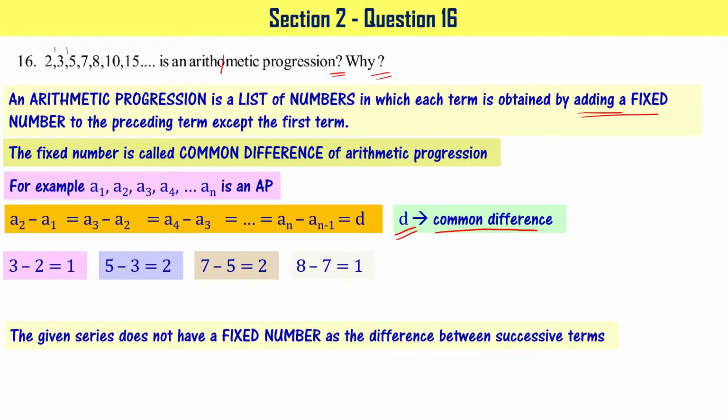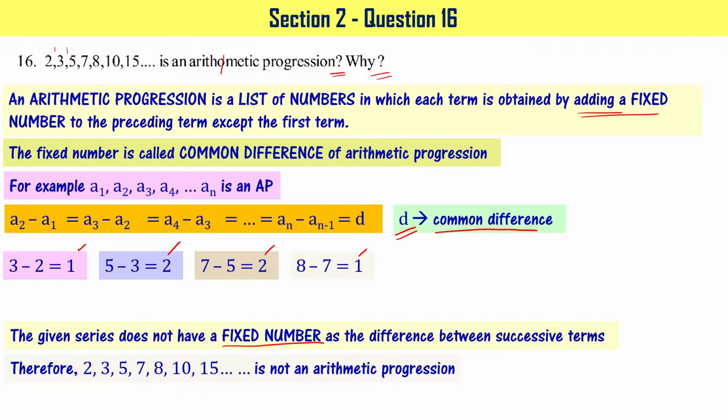The given series doesn't have a fixed number as the difference between successive terms. Here you have 1. When it comes to these two terms, you have 2. These two terms 2 and next two terms 1. Hence, the given series is not an arithmetic progression. Please note this. Let's go to the next question.